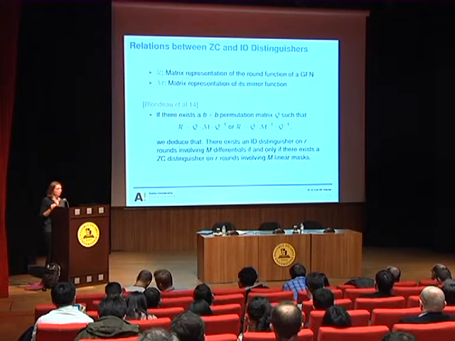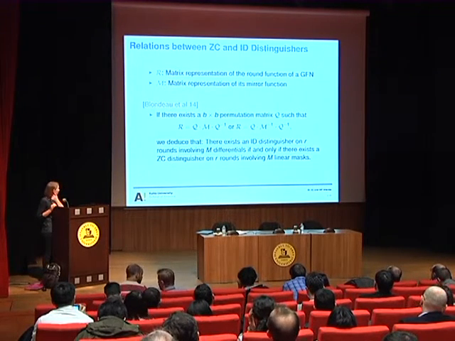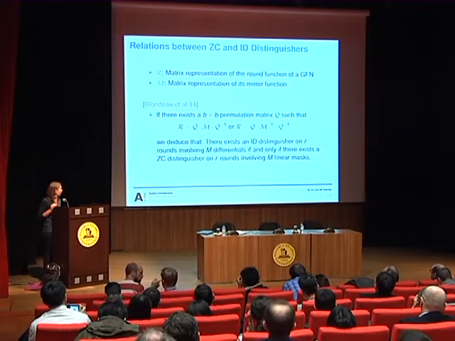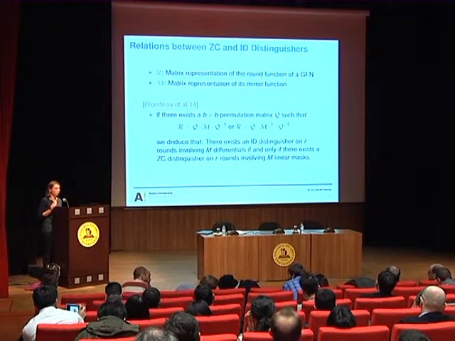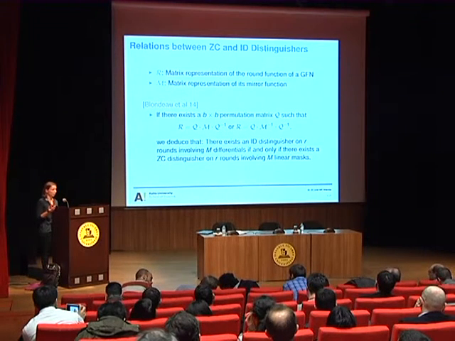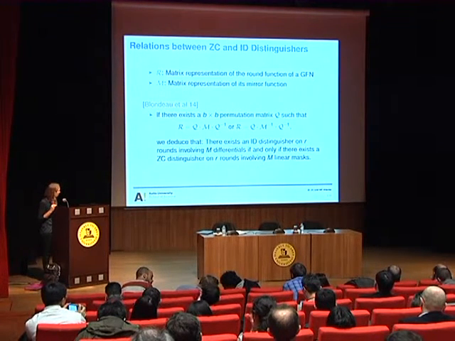So in 2014, with my co-author, I showed that if there is a relation between the matrix representation of the round function and the matrix representation of the mirror of the round function, then if we have an impossible differential distinguisher, we can easily find a zero correlation linear distinguisher, and the converse is also true.